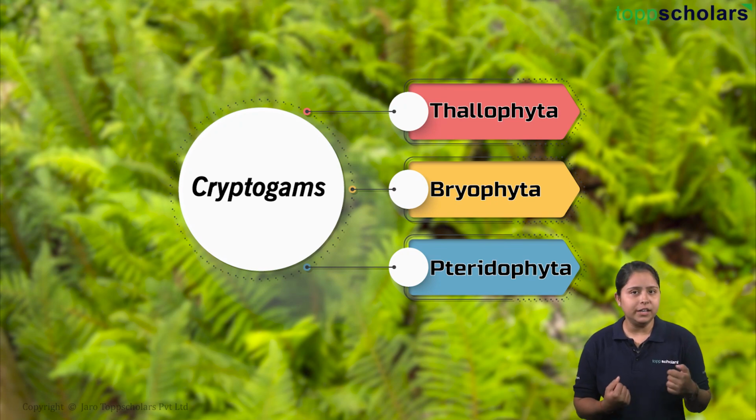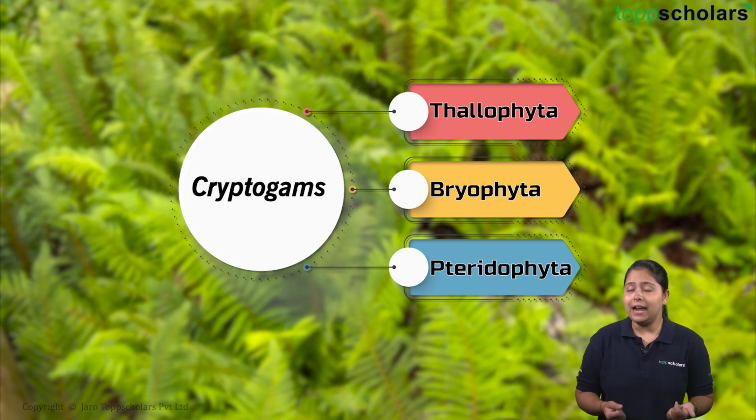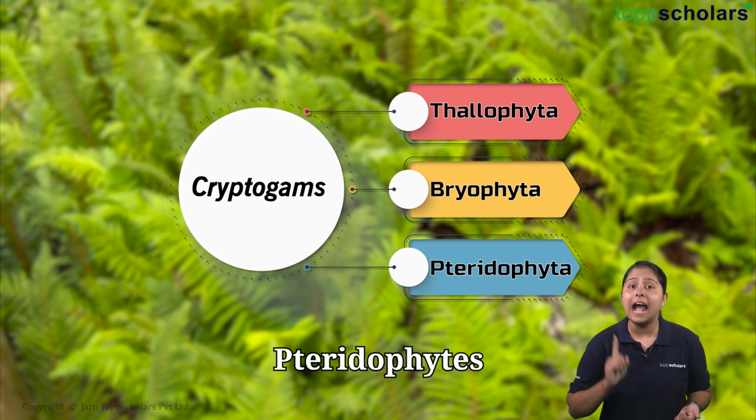Well, there is another division in cryptogams, and that is pteridophytes. But these have vascular tissues. So, we will be discussing them in our next lecture.